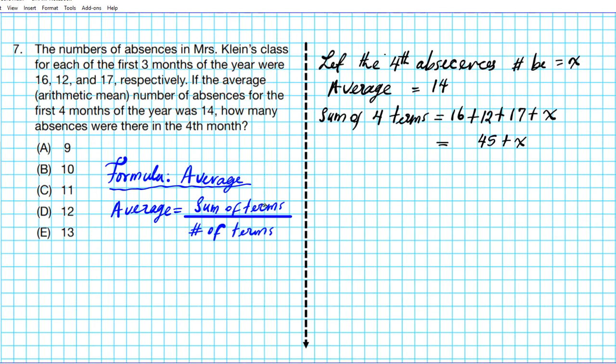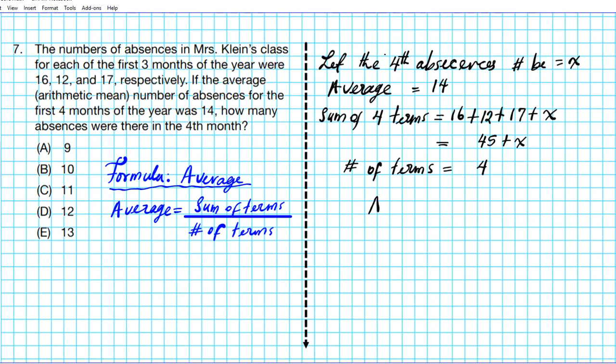Now the last component of our average equation is the number of terms. So how many terms are we adding here? Number of terms, we're looking for 4 terms, right? So we're going to have 4 as the number of terms that we're adding.